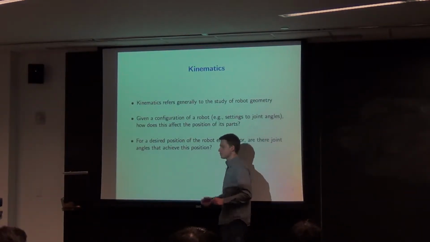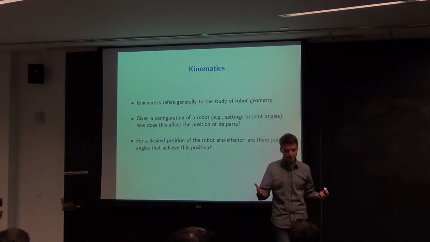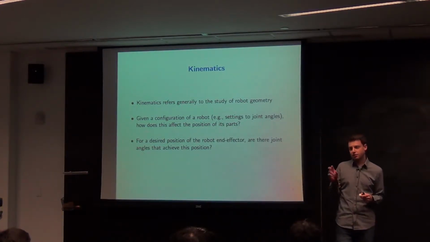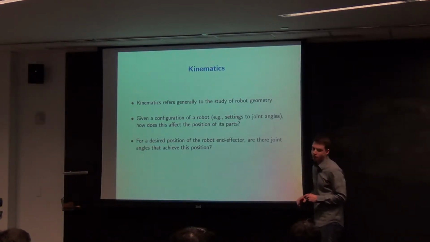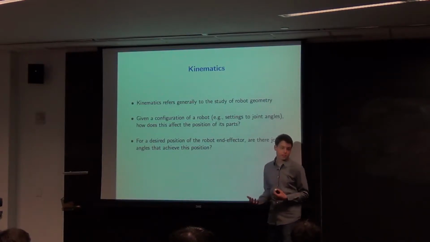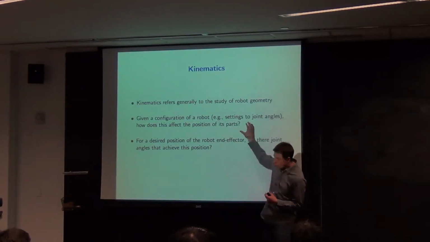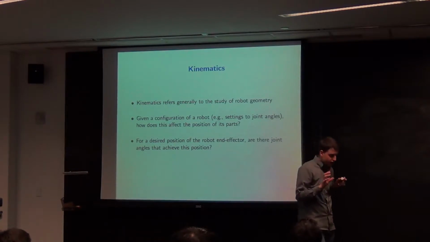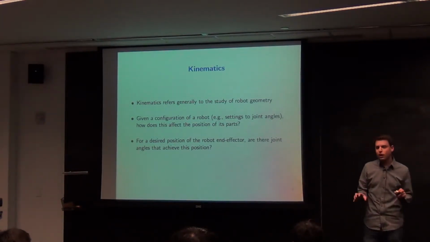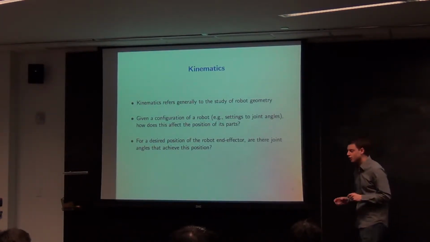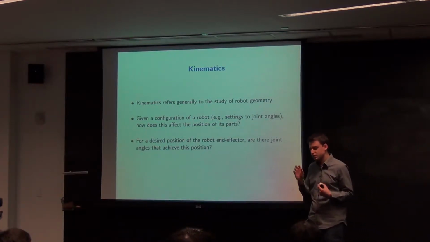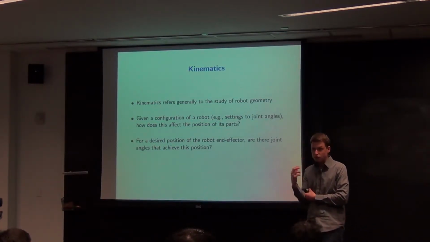Kinematics generally refers to the study of the geometry of robots, as I said. And there are two main tasks that I'm going to talk about here with regard to kinematics. And these are called forward and inverse kinematics. The forward question is, given a configuration of the robot, and when I say configuration, what I mean here is, if we specify a robot's state in terms of the angles of all its joints, right?